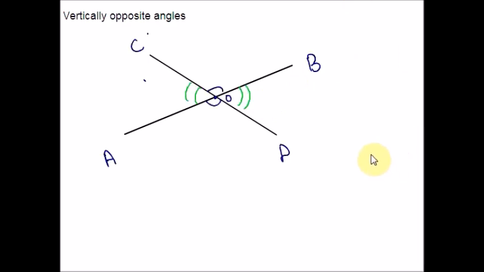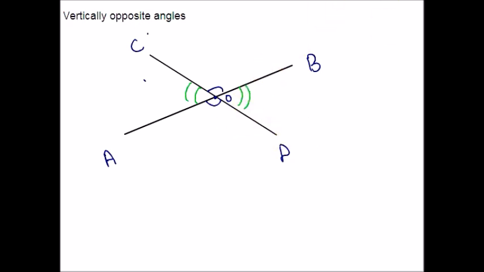So let us see what vertically opposite angles are first. When two lines intersect each other, four angles are formed. The pair of angles which lie on the opposite sides of the point of intersection are called vertically opposite angles. In the given figure, two straight lines AB and CD intersect each other at the point O. Angle AOD and BOC form one pair of vertically opposite angles, the blue angles, whereas the angles AOC and BOD form another pair of vertically opposite angles.